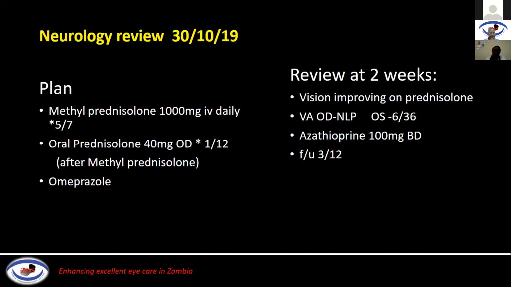The plan for the neurologist was to continue the patient on methylprednisolone at 1,000 milligrams IV daily for 5 days, start oral prednisolone at 40 milligrams once daily for a month, and omeprazole as well. The patient was reviewed 2 weeks later, and his vision had improved from not perceiving any light to 6/36. The neurologist then added azathioprine 100 milligrams twice daily and asked to follow up the patient after 3 months.